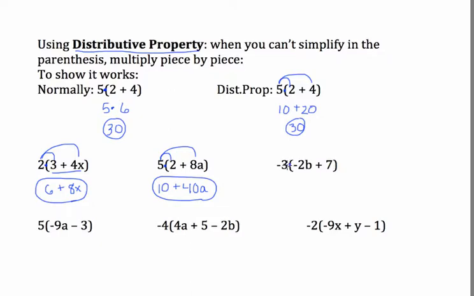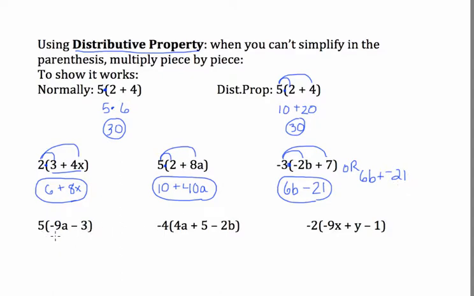Negative 3 times an addition or subtraction problem in parentheses. Again, I do it piece by piece. Negative 3 times negative 2b, a negative times a negative is a positive, positive 6b. Negative 3 times positive 7 is a negative 21, 6b minus 21. Again, another alternative way to write that, some people like to do adding a negative instead. Subtracting 21 is the same thing as adding negative 21. So this would be an alternate way to write your answer.